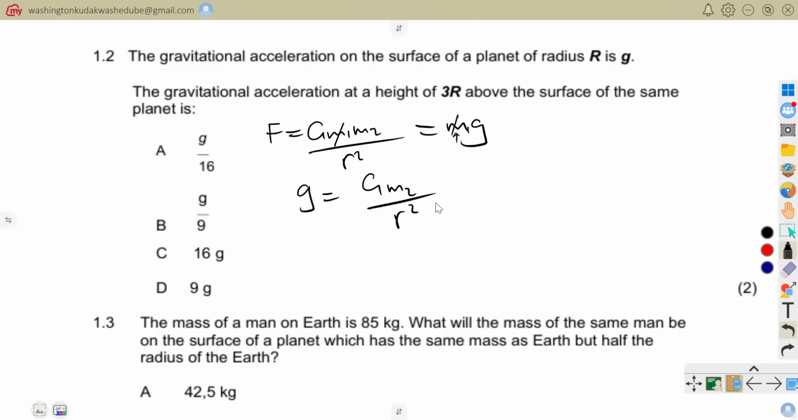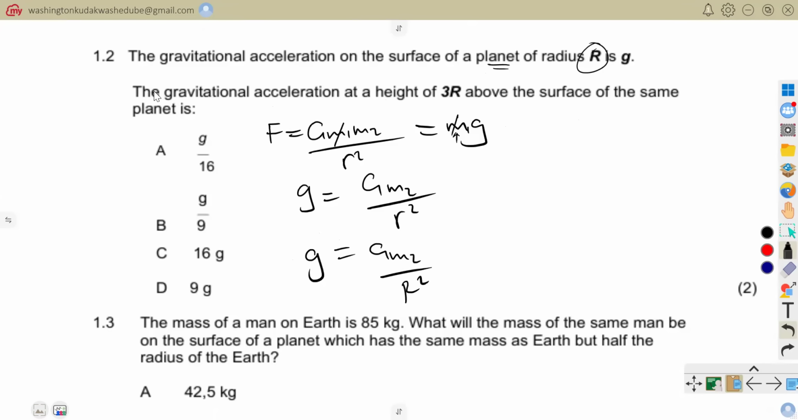So the gravitational acceleration of this object on this planet will be given by this constant times the mass of this planet all over r squared, where this r squared is this r. So here I would be having G m2 over r squared. That is the gravitational acceleration on the surface of the planet that is having a radius of r.